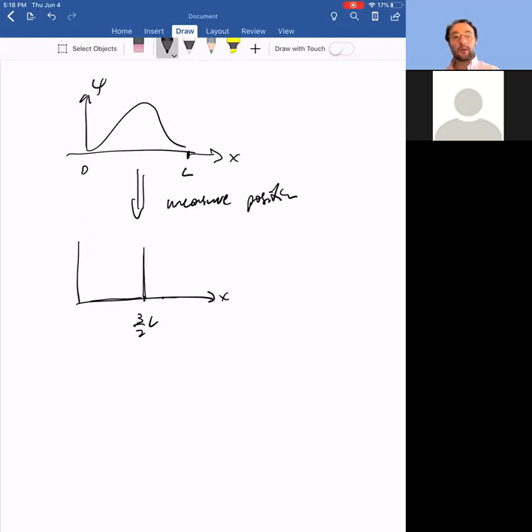And we saw similar with momentum. Once you've measured the momentum, you found the value, say, 3 pi over L times h bar. That means the wave function must be a wave function with a definite value of momentum of 3 pi h bar over L. What wave functions have definite values of momentum? Plane waves. So the wave function has turned into a plane wave.